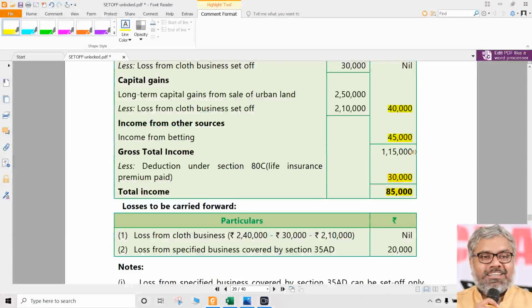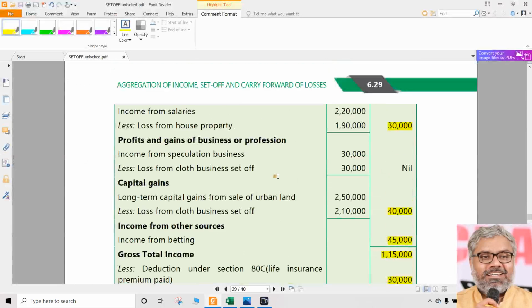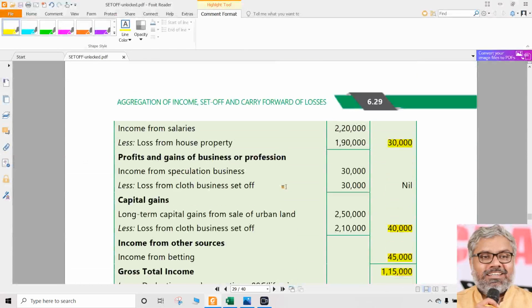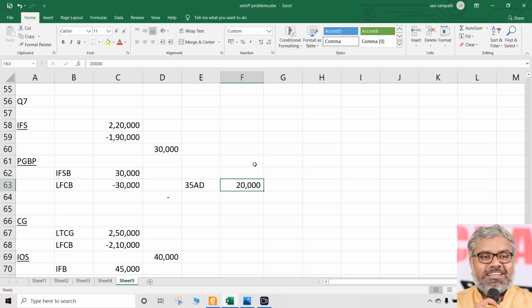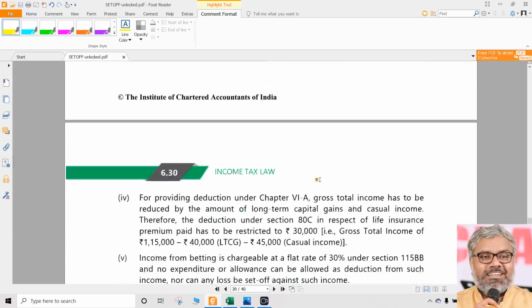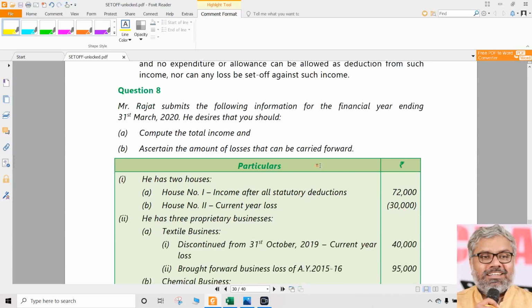So that is why the total income is 85,000. Gross total income is 1,15,000. That is the problem in relation to the SSC, whose name is Mr. Srivatsan. Now, what are the things that can be carried forward? Loss from specified business, only one thing, that is 20,000 rupees. How many years can it be carried forward? Indefinitely. Right? That was question number 7.